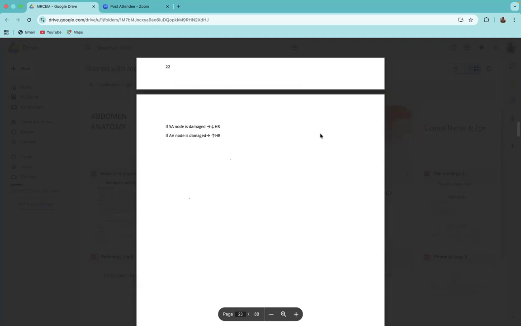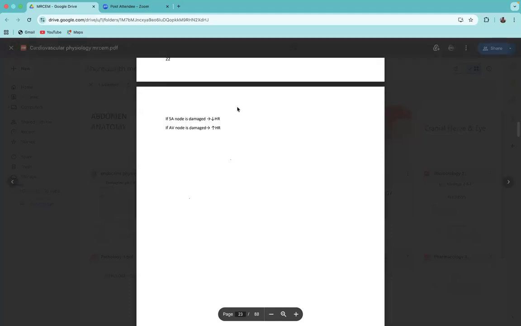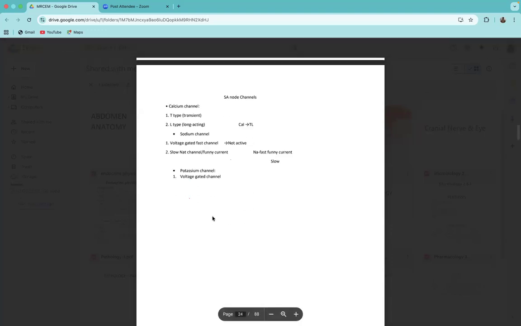Okay, the SA node basically generates the impulse. So if the SA node is affected, there will be less heart rate, but the AV node basically delays the impulse generated by the SA node. So when the delay is not there, there will be increased heart rate, and we will have to notice that, and this will be very important for the SBAs that will come in our exams.